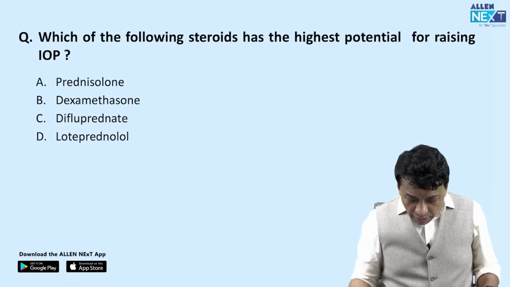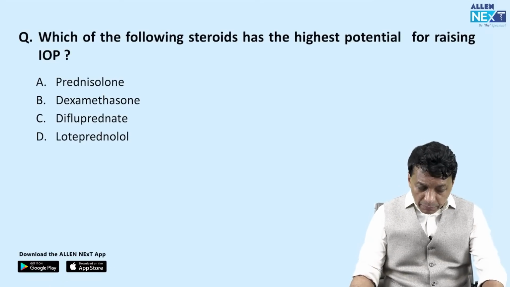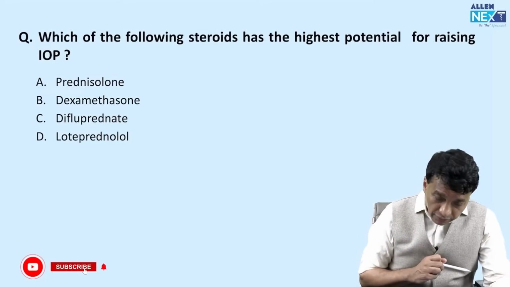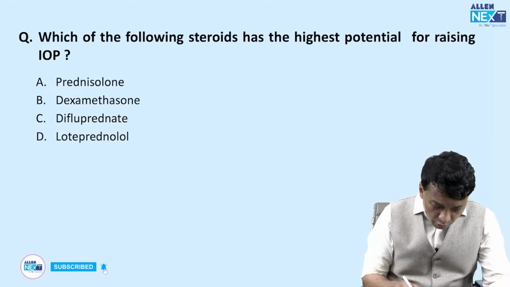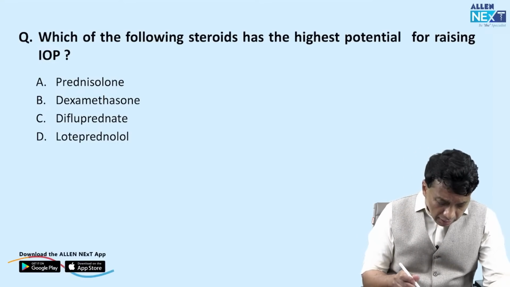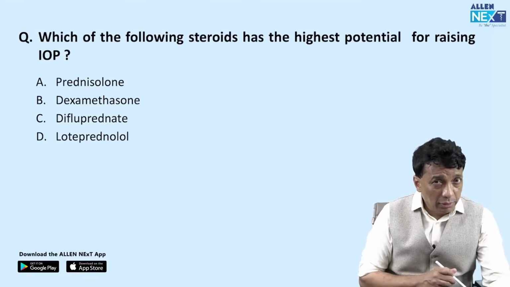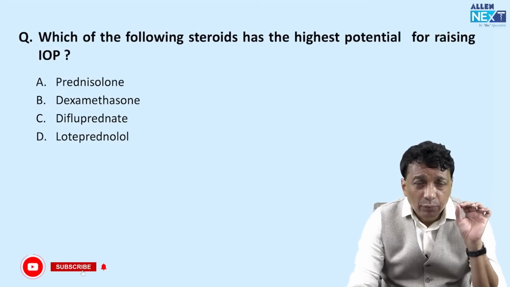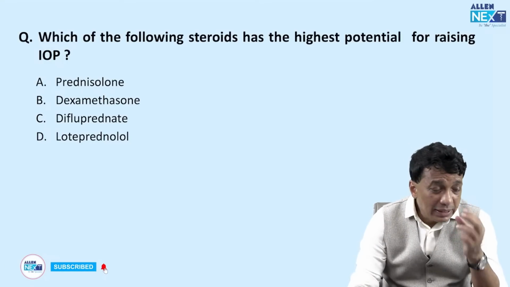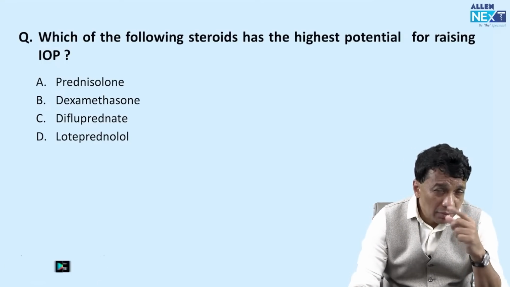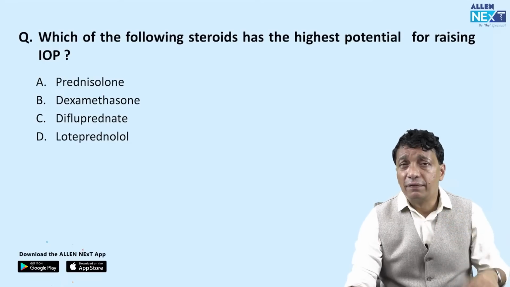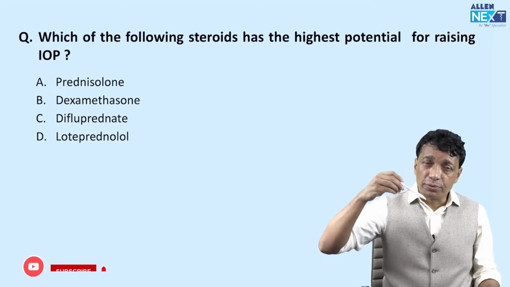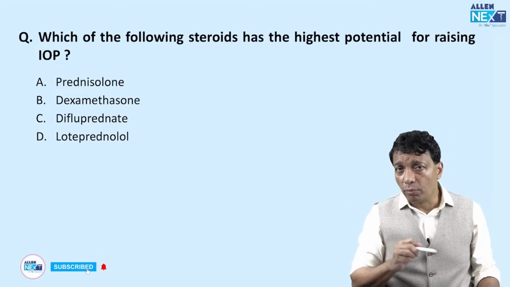Which of the following steroids has the highest potential for raising intraocular pressure? And this is a very powerful question. Let's look at the choices first, then we'll explain it. The options are prednisolone, dexamethasone, difluprednate, and loteprednol. It's a difficult question. Remember that the basic thing you have to remember is that whenever we put steroids in the eye, whenever it's systemic steroids by mouth, or oral steroids, remember the most common ocular side effect is cataracts. But when you have topical steroids, that is by drops, the most common ocular side effect is glaucoma, is it not?